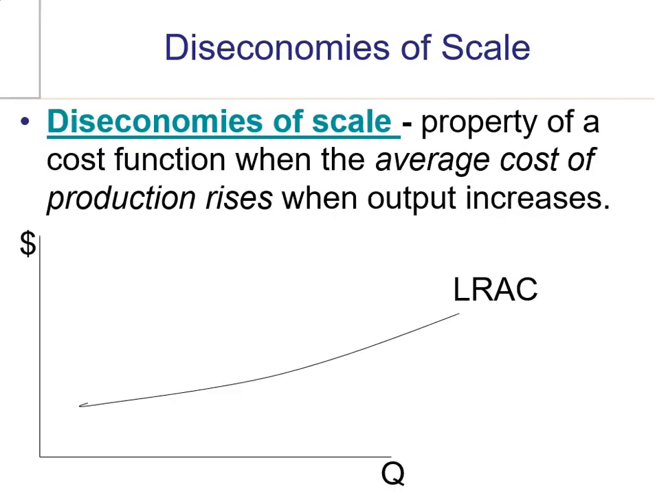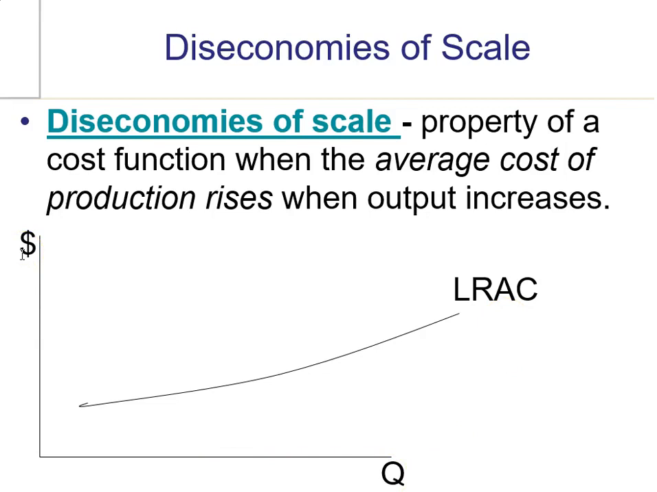Diseconomies of scale is the opposite scenario. So diseconomies of scale is this property of a cost function where the average cost of production increases as your output expands. So the graph of the long run average cost curve has this positive slope. This says, hey, as output expands, our average costs are rising.